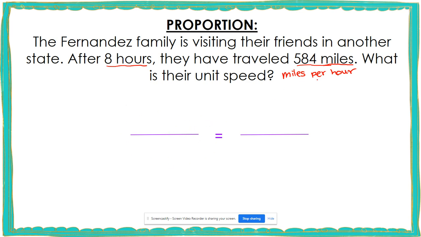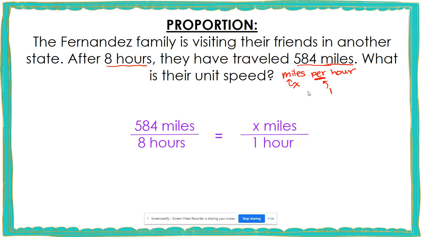Next, because I'm looking for miles per hour, I don't know how many miles that would be, so I would use x to represent miles. And when I see per hour, that always means 1. So I'm looking for how many miles I travel in just 1 hour. My ratio can be 584 over 8 equals x over 1.